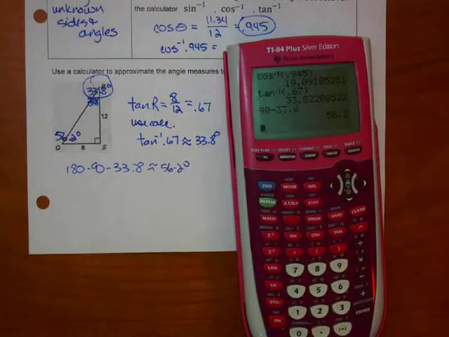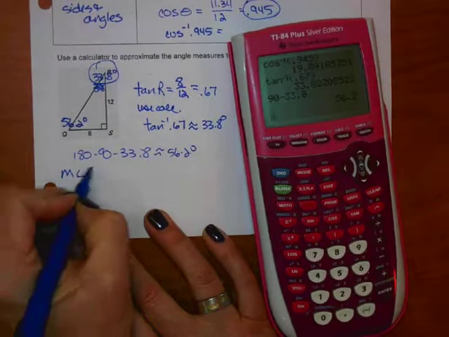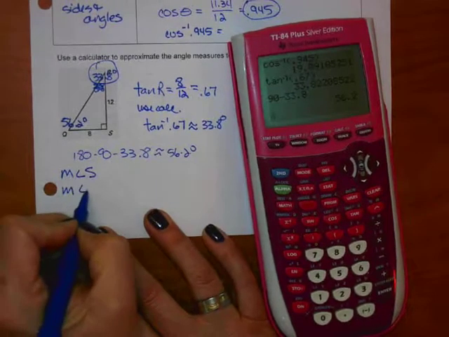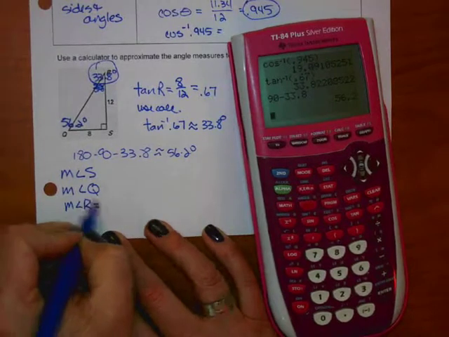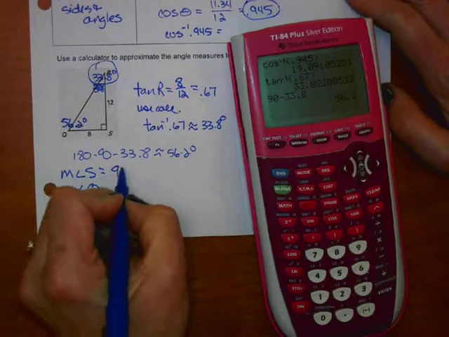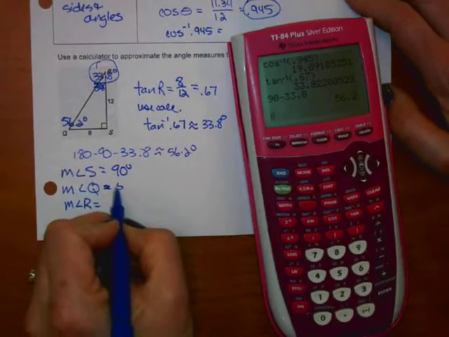So I like to do this because as you have to find more stuff, it's good to keep it straight. So if you just write down S is 90 degrees, Q is about 56.2 degrees, and R is about 33.8 degrees.